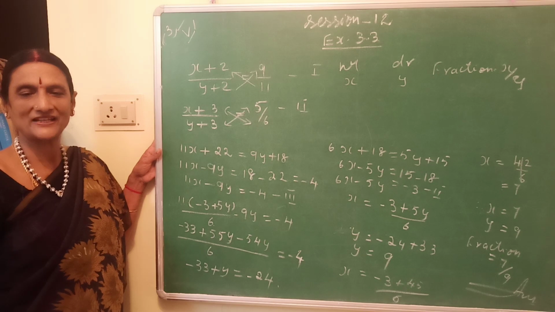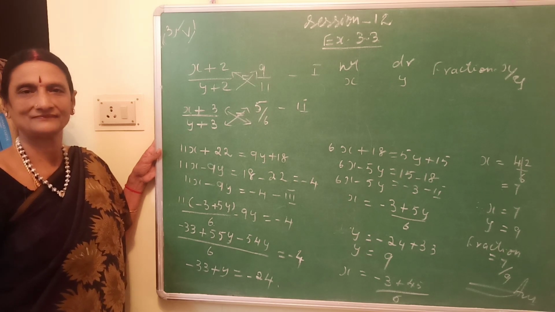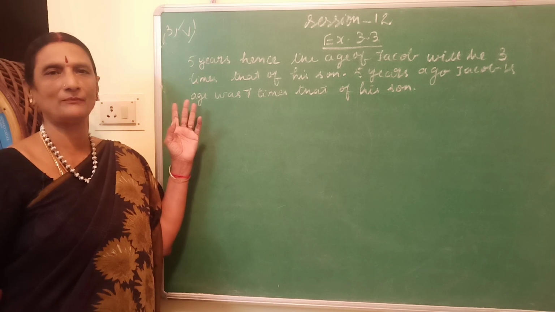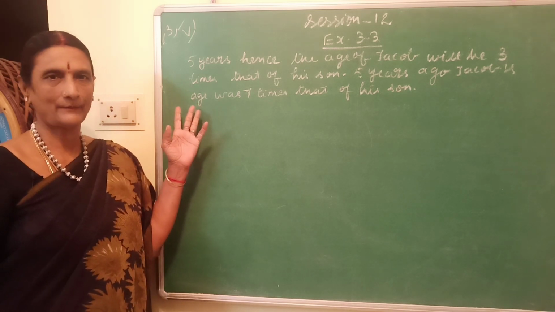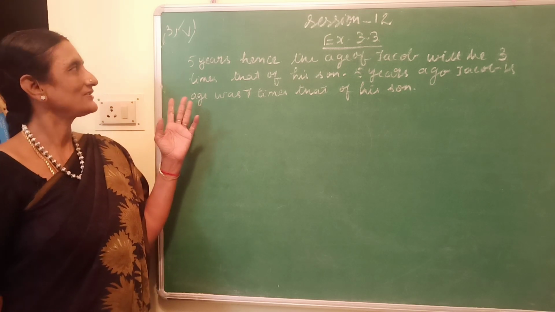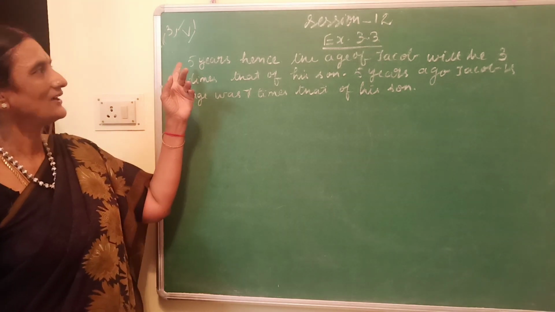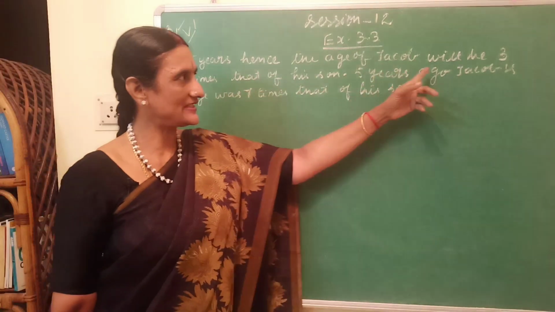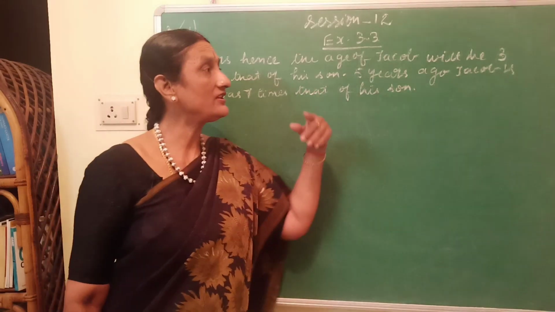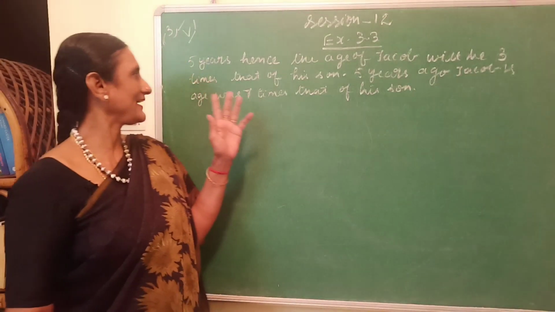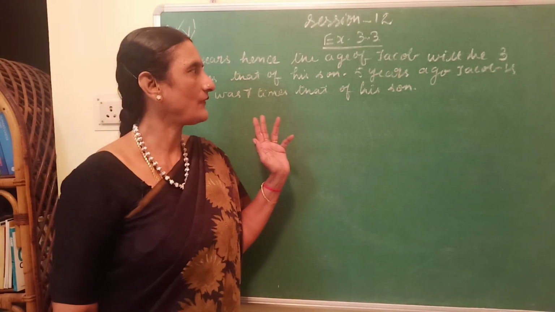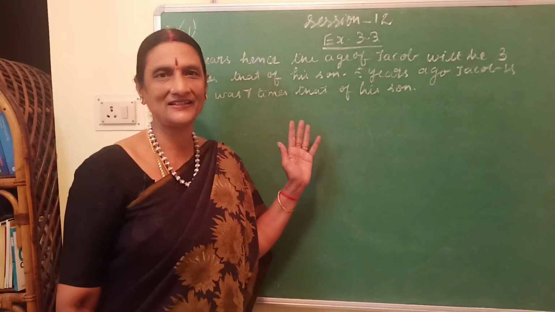Very good. We'll proceed with the next sum. Children, we'll proceed with the sixth subdivision of question number 3 of exercise 3.3. Now, this is an age sum. So, let us read the sum together. 5 years hence, the age of Jacob will be 3 times that of his son. 5 years ago, Jacob's age was 7 times that of his son. Find their present ages is the sum.